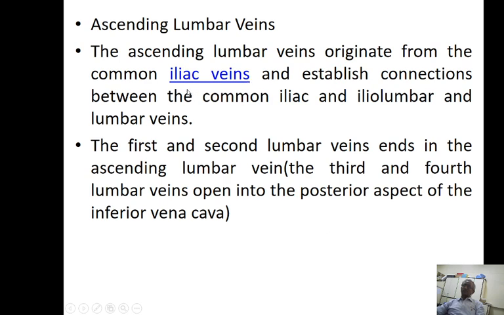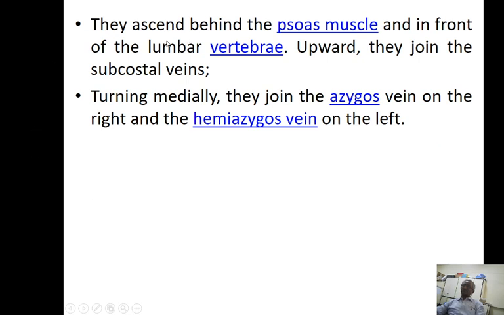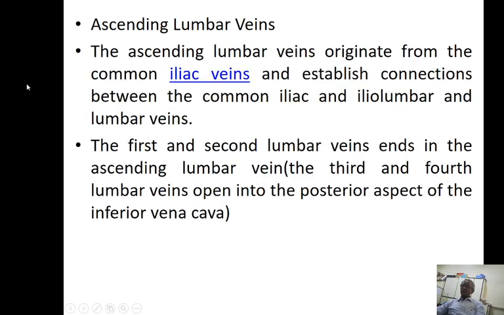Next, ascending lumbar veins. The ascending lumbar veins originate from the common iliac vein and establish connections between the common iliac, iliolumbar and lumbar veins. The first and second lumbar veins end in the ascending lumbar vein. The third and fourth lumbar veins open to the posterior aspect of the inferior vena cava. The ascending lumbar veins ascend behind the psoas muscle and in front of the lumbar vertebrae. Upward, they join the subcostal veins. Turning medially, they join the azygos vein on the right side and the hemiazygos vein on the left side.